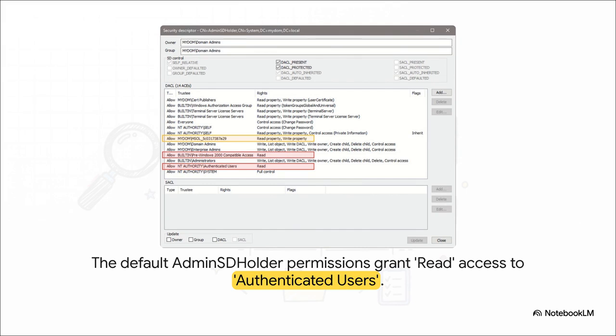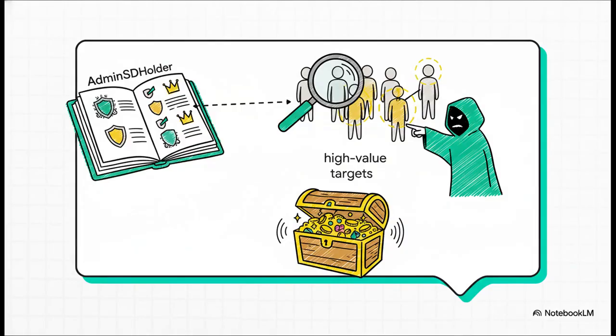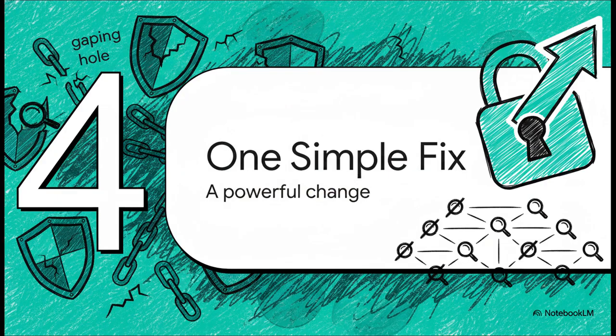You know who falls under authenticated users? Literally any account that can successfully log in. That includes the low-level user account the attacker just took over. So, what does this mean? It means the attacker can read the security template and see every single account that's being protected by it. They're essentially being handed a neatly printed list of all the most powerful, high-value targets in the entire network. The protection system is literally broadcasting the location of the treasure. Okay, that sounds really, really bad.